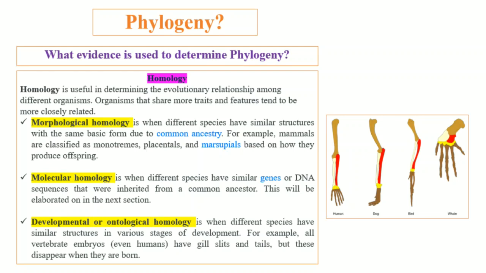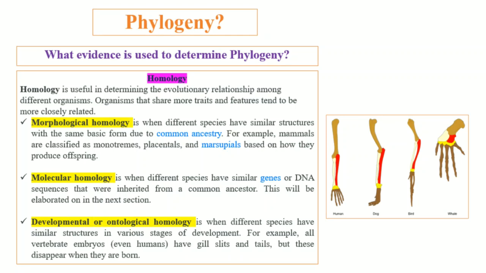For example, here in this figure you can see the structure arrangement of bones in the four limbs of human, dog, bird, and whale. These are all the vertebrates, and the arrangement of bones is similar, so it can be used to depict that these structures have originated or diverged from a common ancestor.